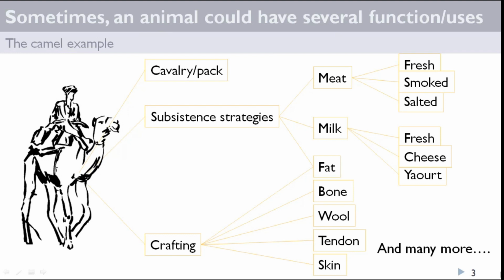Sometimes an animal could have several functions and uses. For example, take the camel: it can be used for subsistence strategy, using its products like the meat, the milk, the fat, but these products can also be transformed into by-products, for example fresh and salted mixes, etc. The camel could also be used as cavalry, or for transport, and also in crafting by reusing the bones, and of course the wool and the skins.